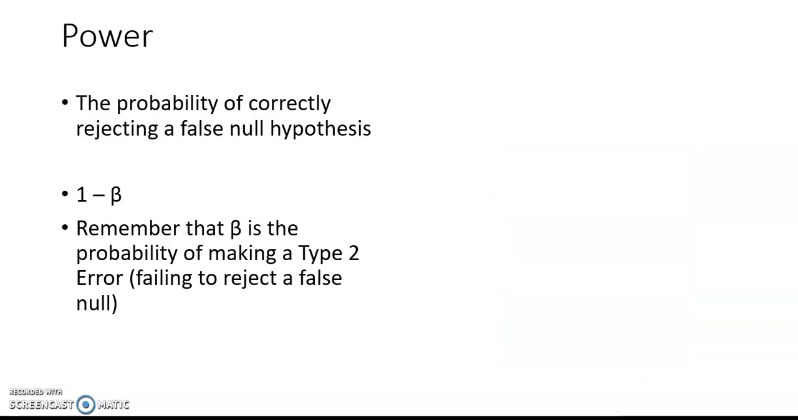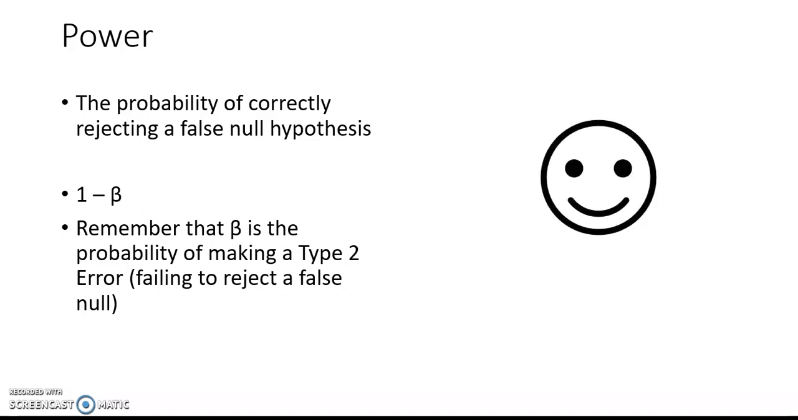So power, this is how we define it. This is the probability of correctly rejecting a false null hypothesis. Okay, that's very wordy. Probability of correctly rejecting a false null hypothesis. So if a null hypothesis is false, we want to reject it, right? And if we do reject it, then we're happy. So this is the probability of a good outcome, the probability of making a correct choice.